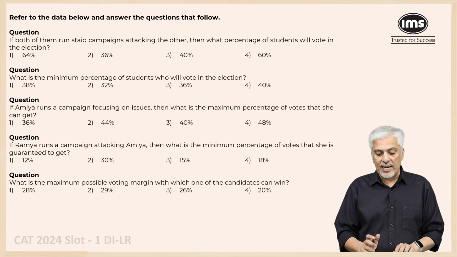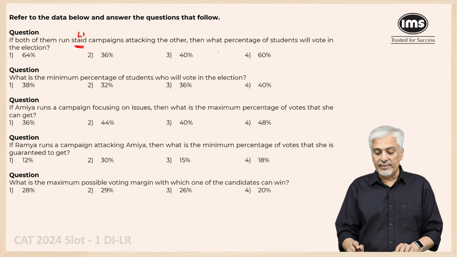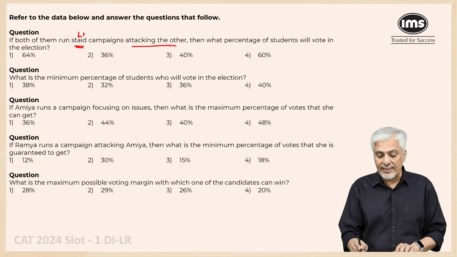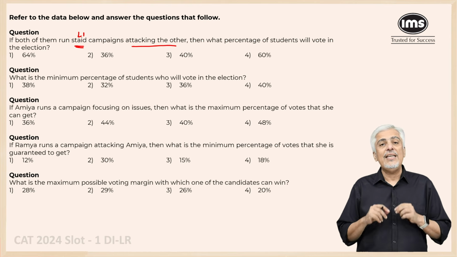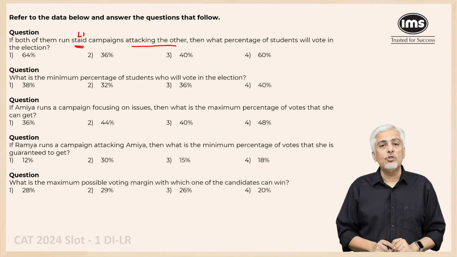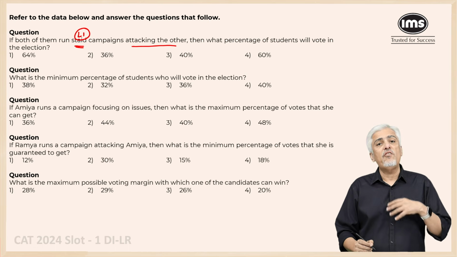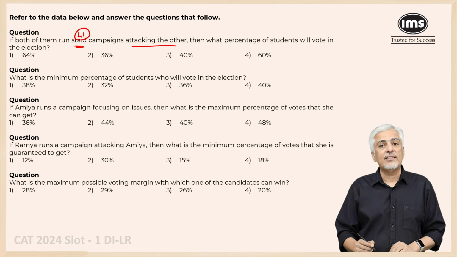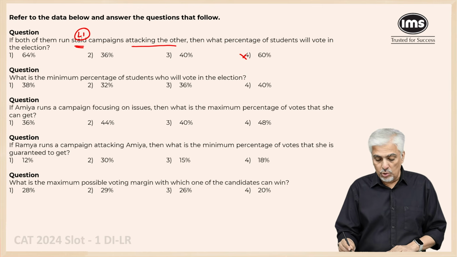If both of them ran STAD campaigns, that is level 1 campaign, attacking the other, then what percentage of the students will vote in the election? Now, this was such an easy question. Even at this level, you should be able to answer it, because we knew that if both ran level 1, even with focus, they were going to get only 40%. Even completely focused, they were going to get 40%. So the answer cannot be more than 40.